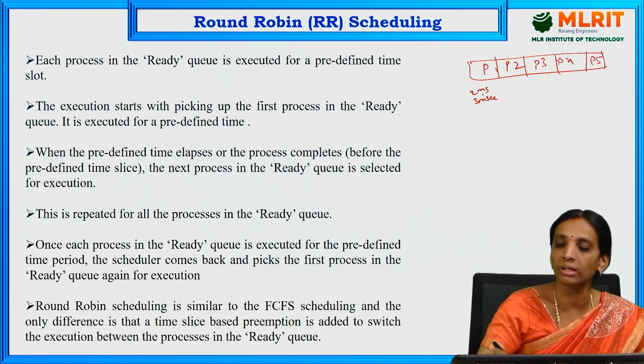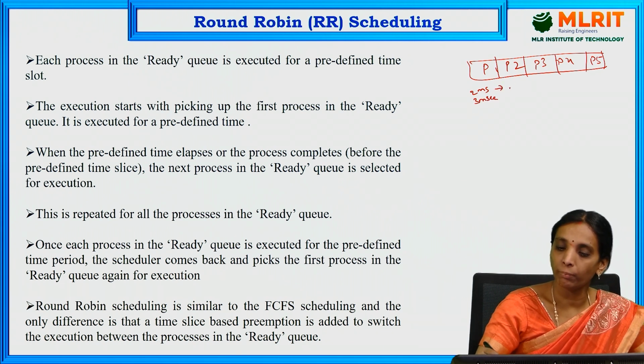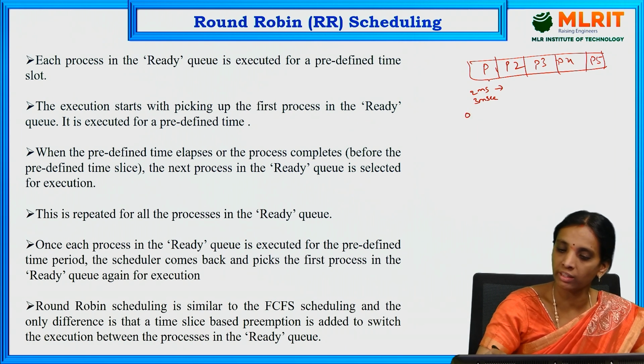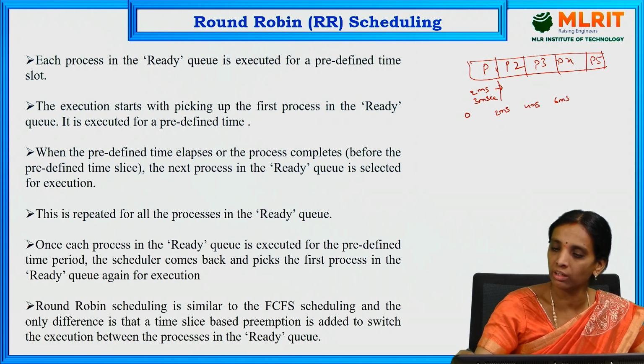If 2 milliseconds is the predefined time interval for each process, then at 0 milliseconds P1 enters and is completed by 2 milliseconds, P2 is completed by 4 milliseconds, P3 by 6 milliseconds, P4 by 8 milliseconds, and P5 by 10 milliseconds.